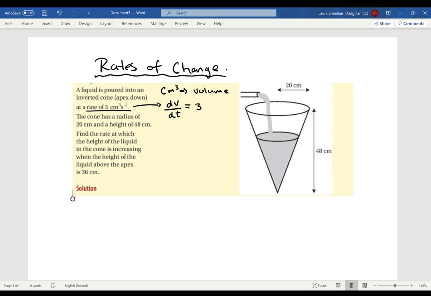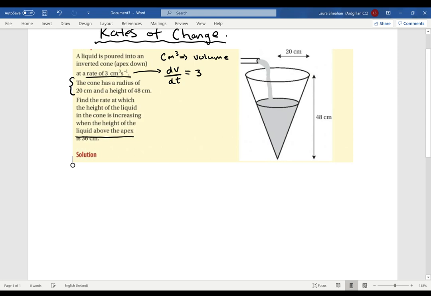I'm then given information about the cone. The cone has a radius of 20 centimeters and a height of 48. Okay, so chances are I'm going to have to use those values. Find the rate at which the height of the liquid in the cone is increasing. So this is ultimately what I want. I want to find dH/dt, the rate that the height increases.